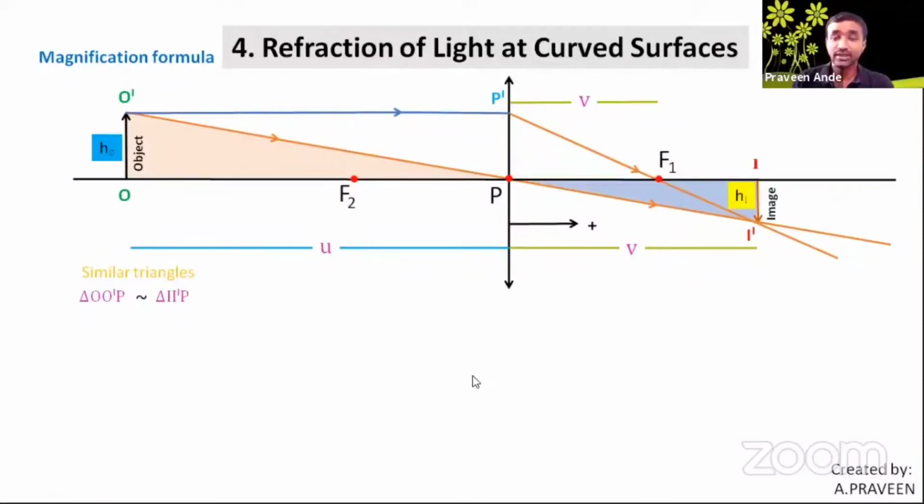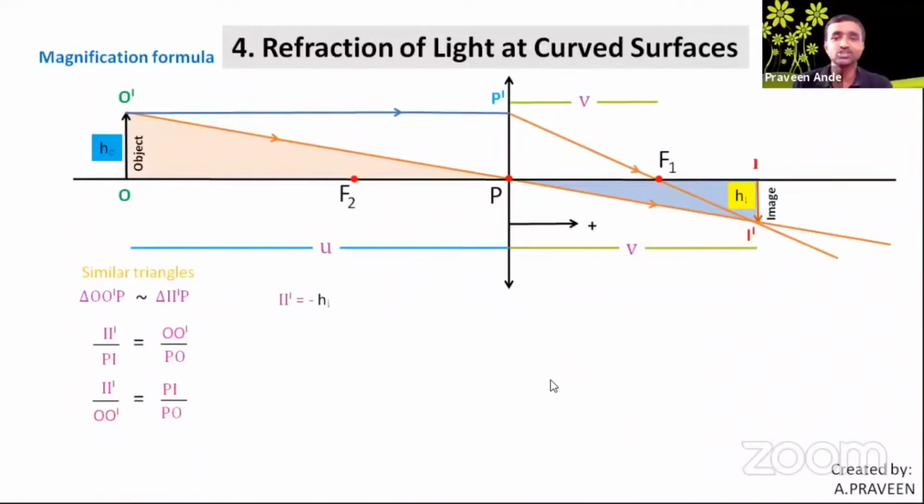Next, we know from similar triangles that the ratios of corresponding sides are the same. Okay, so simply by transposing I am writing I dash by O dash is equals to Pi by Po. See here.